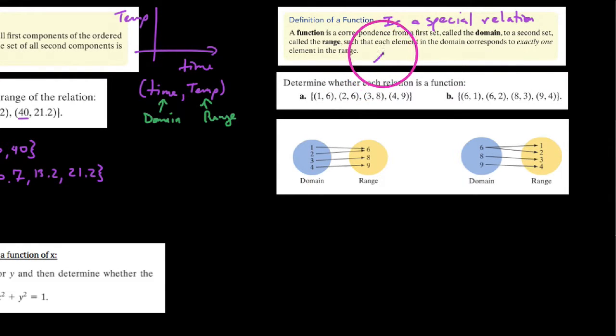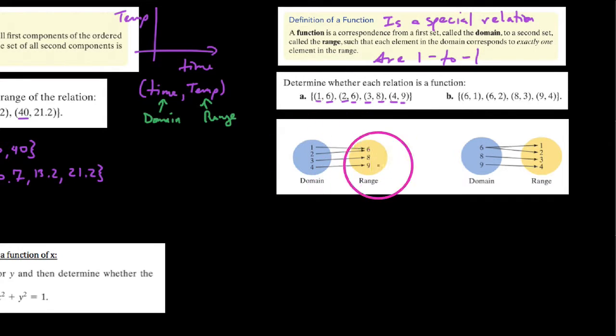So we say functions are 1 to 1. That basically means that every x value is allowed to go to only one y value, or every input is only allowed to go to one output. Looking at these two relations, it says determine whether each relation is a function. Let's take a look at the first one. 1 goes to 6, 2 goes to 6, 3 goes to 8, and 4 goes to 9. I don't notice that any of these input values go to more than one output.